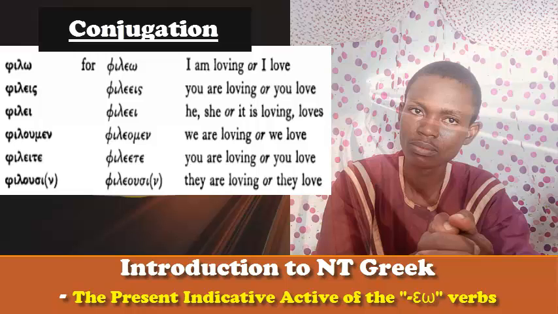Now, phileo is a first person singular verb which is translated as I am loving or I love. Phileis is a second person singular verb, and that is translated as you are loving or you love. Philei is the third person singular. It is translated he or she or it is loving. I will say he or she or it loves.